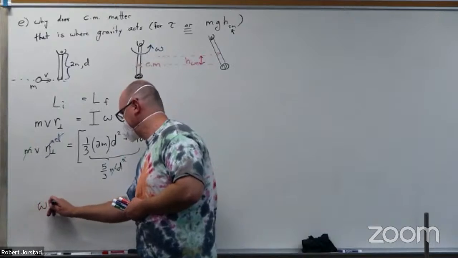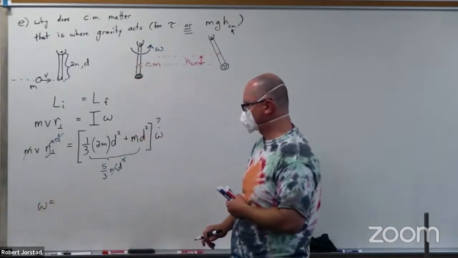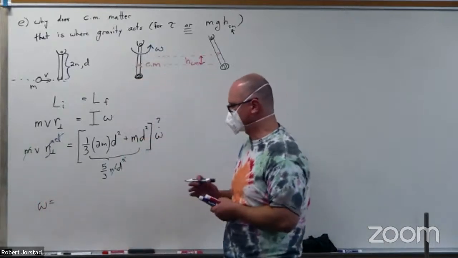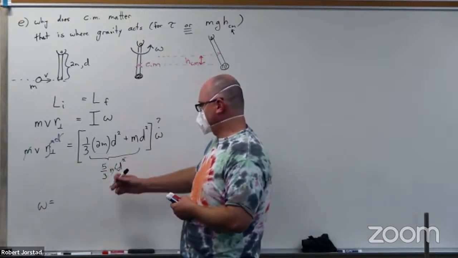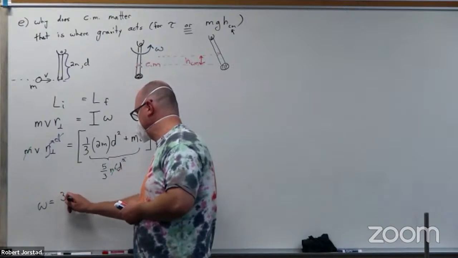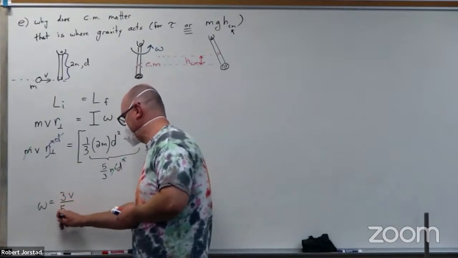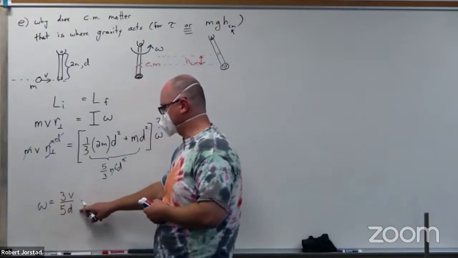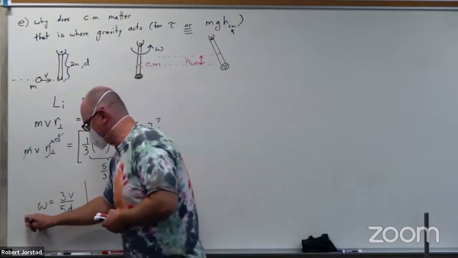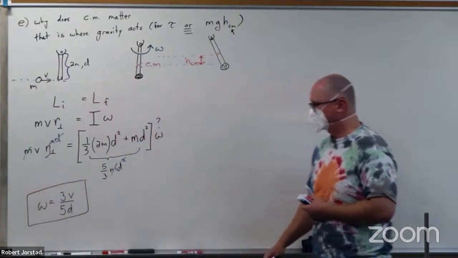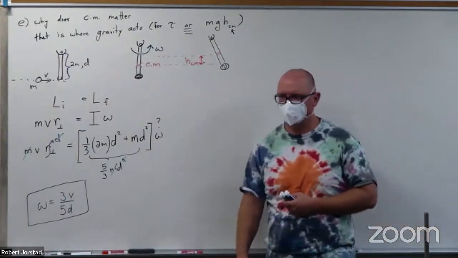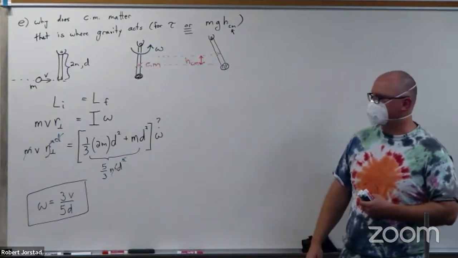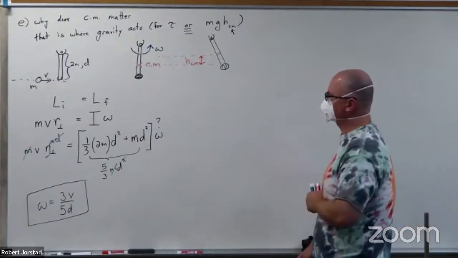omega. You can do this on your paper. I'm going to try and do it in my head because I'm running out of room. Always dangerous. I think that 5/3 is going to flip, and I'll get 3v over 5d, which has the right units. Meters per second divided by meters is radians per second. Is that what you got? 3v over 5d for omega? Okay. So now we know the rotation rate.